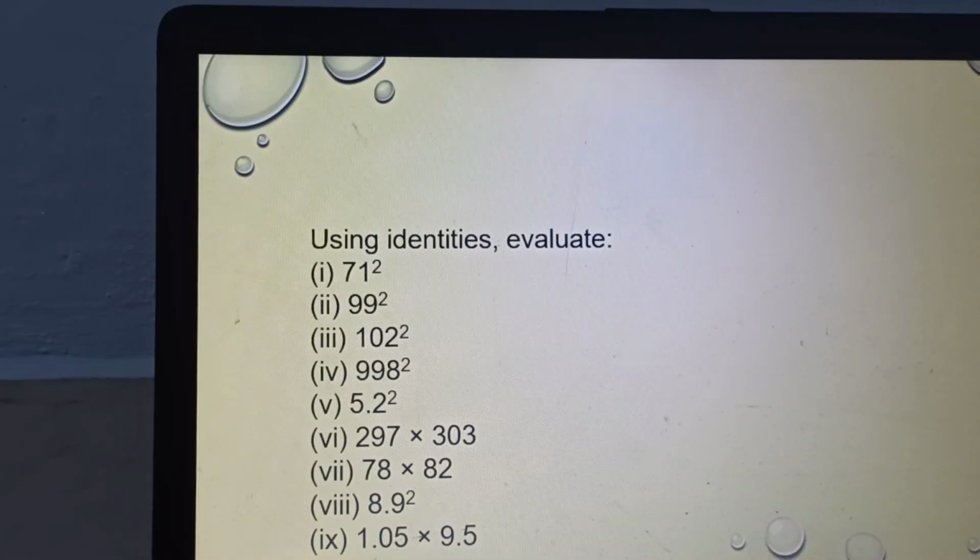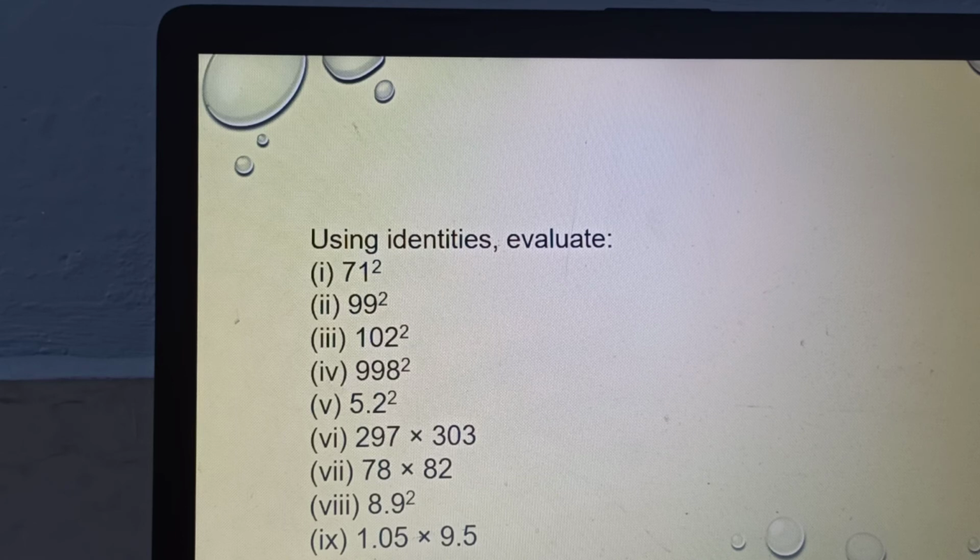78 × 82 is also the same like that. 8.9² is (9 − 0.1)². You can use that formula. 1.05 × 9.5: so (1 + 0.5)(1 − 0.5), (a + b)(a − b). When two numbers are given, just look at the numbers. If the same number is subtracted and added, you can use the formula (a + b)(a − b).